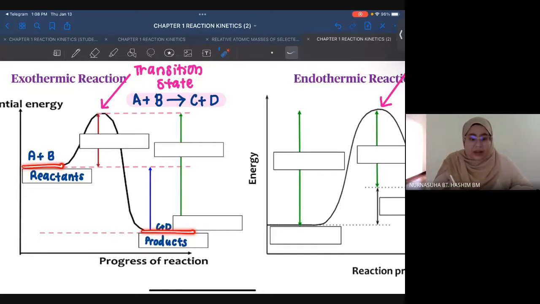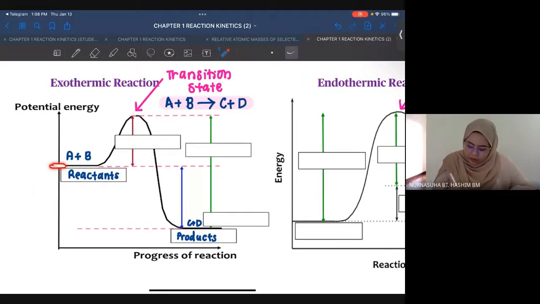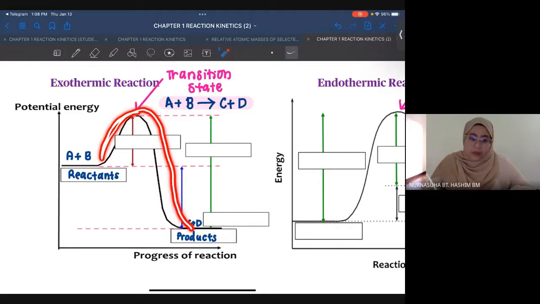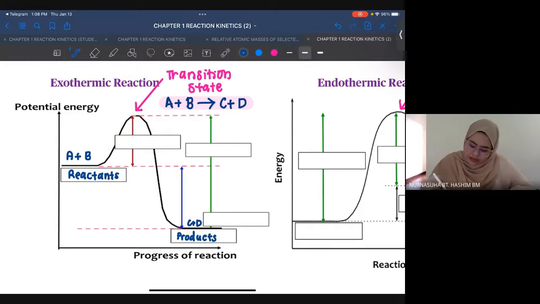In order for reactant to become product, from the reactant, there is a straight line here. So what is the straight line? The straight line corresponds to energy. So this one is the energy of reactant and this one is the energy of the product. Okay, so for reactant to become product, it must jump. So reactant must overcome this area in order to become product. So this is activation energy.